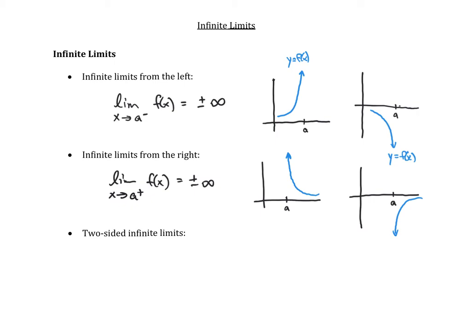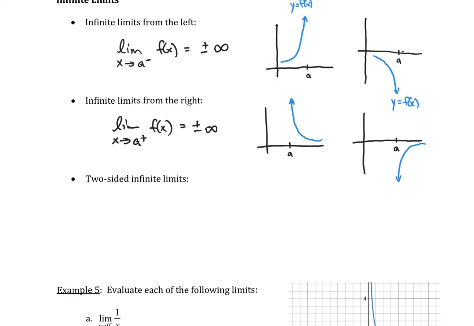All right. Finally, we have two-sided infinite limits. How do I express something that's coming from two sides? Well, I just don't put a plus or a minus. I put the limit as x approaches a. I don't write any plus or minus, and then I just put f of x. And that's going to be plus or minus infinity. So let me draw a few more pictures over here.